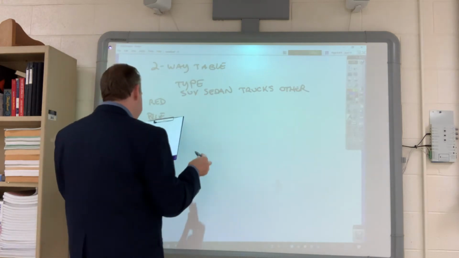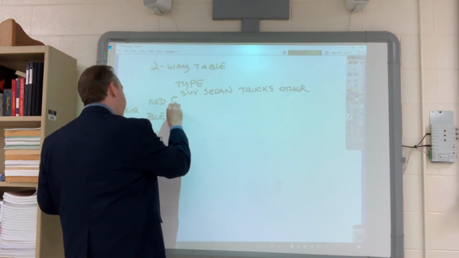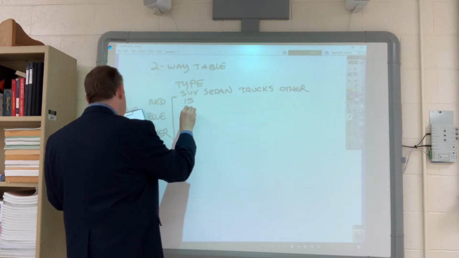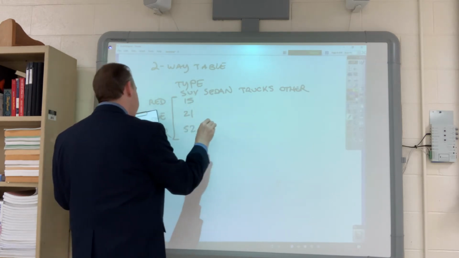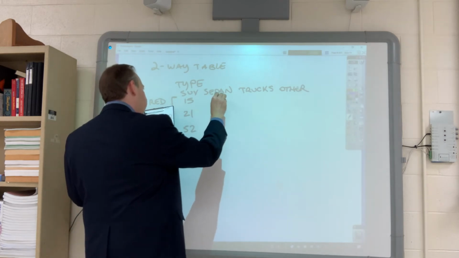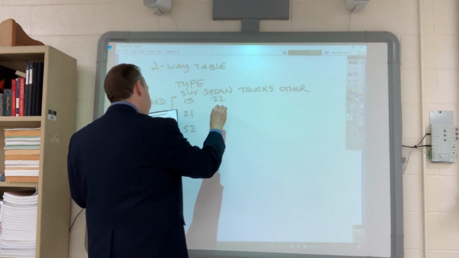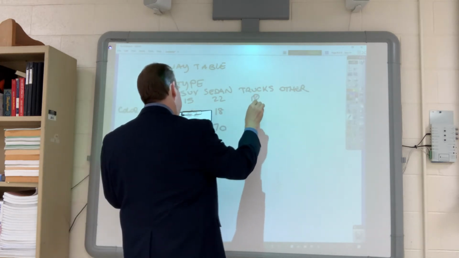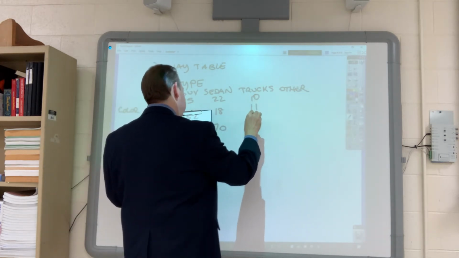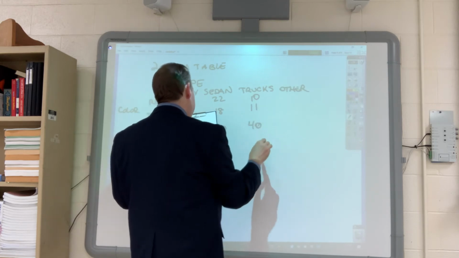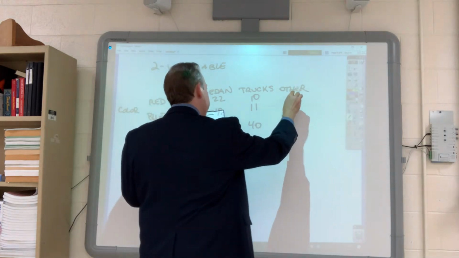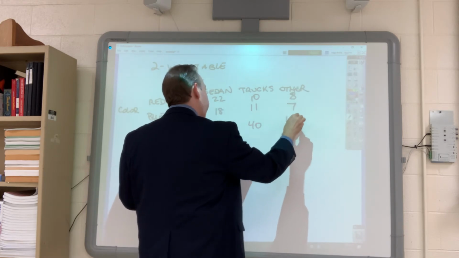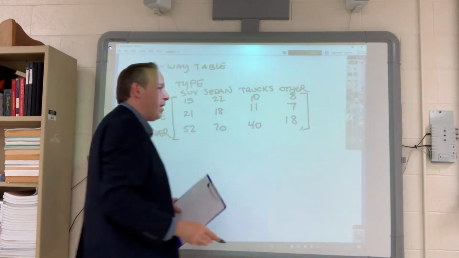So first I'm going to give you some numbers. I'd like you to copy this down. Put a bracket around here, and we say that we had 15 red SUVs, 21 blue, 52 other. We had, for sedans, 22 red, 18 blue, and 70 other. For the trucks, we had 10 that were red, 11 blue, 40 that were other. And for the other vehicles, there were 8 that were red, 7 that were blue, and 18 that were other. Close that bracket and you've created a two-way table.